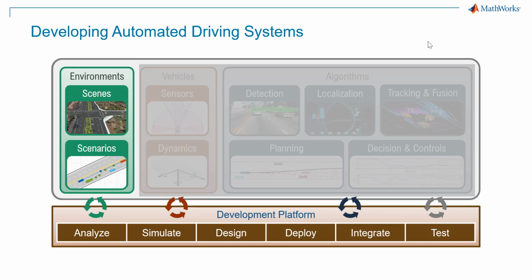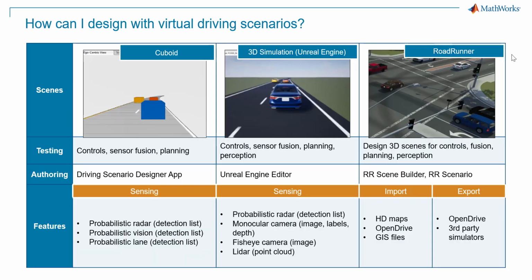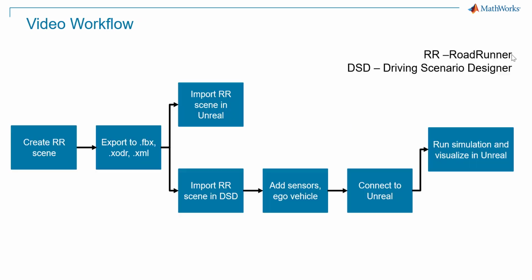Scene and scenario creation is an integral part of automated driving algorithm testing, especially when it comes to edge cases and scene variations. MathWorks has tools and toolboxes that can help in virtual scene and scenario authoring for simulation testing. These vary in fidelity, ranging from the low-fidelity cuboid world to high-fidelity 3D simulation using Unreal Engine and RoadRunner.